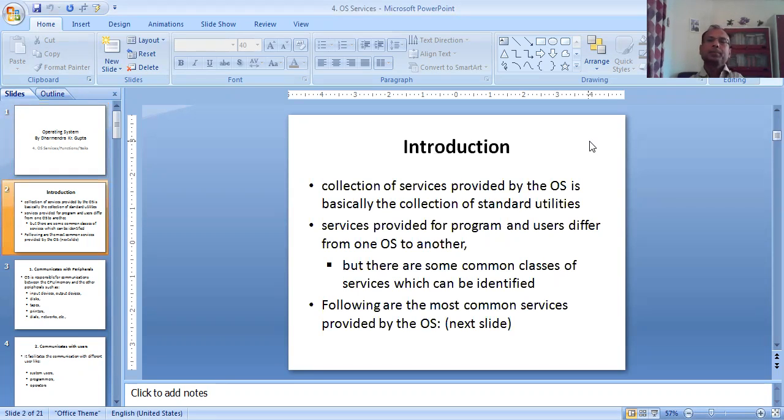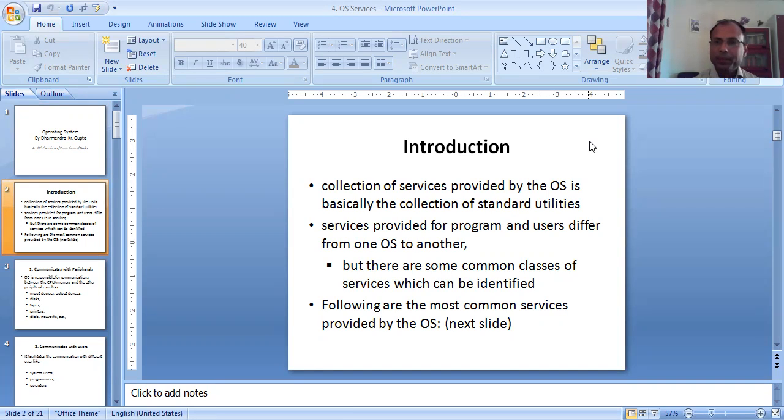So basically, as I told, the utilities or services provided by the operating system is just a collection or set of standard utilities. So different services by the operating system, as we know, are towards the user as well as towards the programs or applications, as the operating system is the interface between the user and hardware.